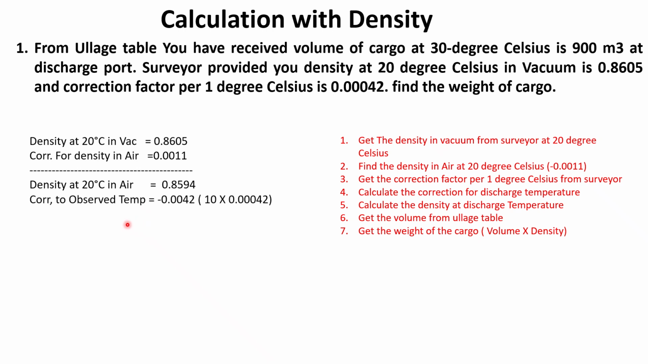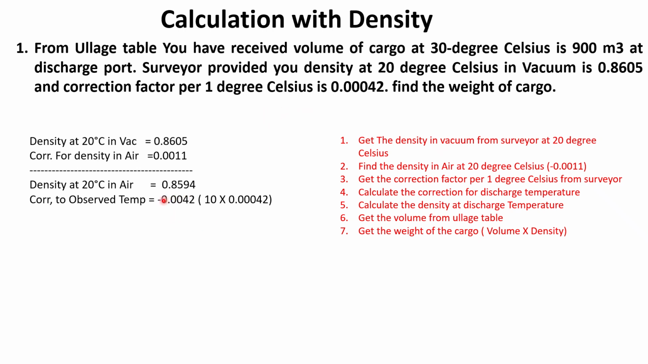Once you get the density in air, you need to get the correction to the observed temperature. So what is your observed temperature? Your observed temperature is 30 degrees. So you need to multiply the difference between the observed temperature and 20 degrees. So it is 10, so 10 into 0.00042, that is the correction factor the surveyor has given you.